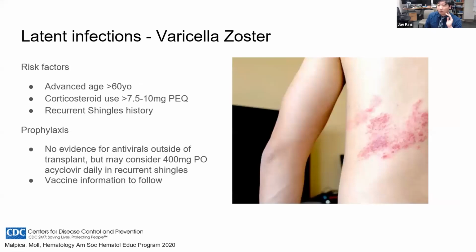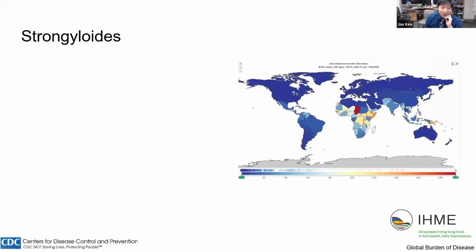Varicella. Some risk factors include advanced age at 60, corticosteroid use greater than 7.5 to 10 milligrams of prednisone equivalent, or having recurrent shingles history. There's no evidence for use of antivirals outside of the transplant literature, but you may consider acyclovir 400 milligrams daily in patients who have recurrent shingles. And we'll talk about vaccines later.